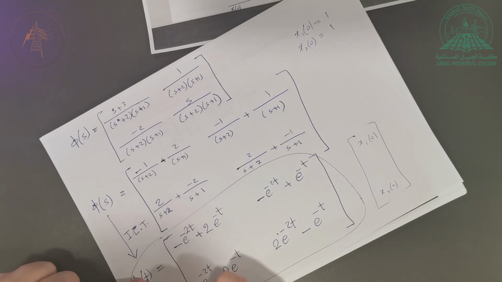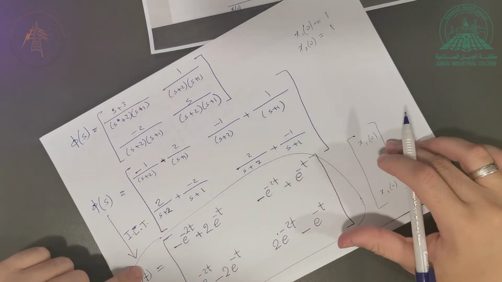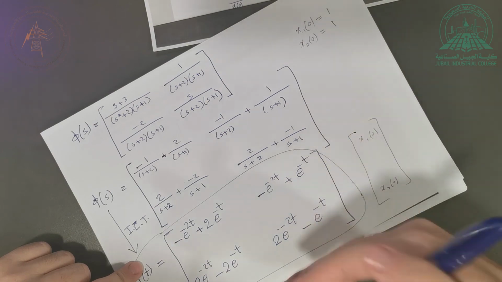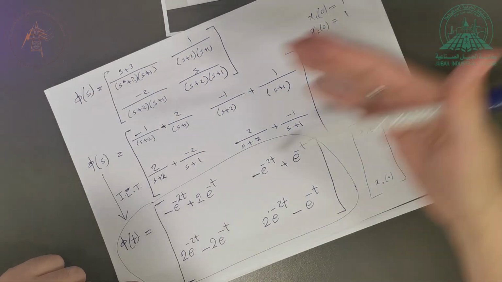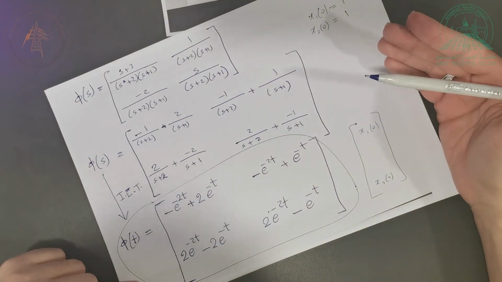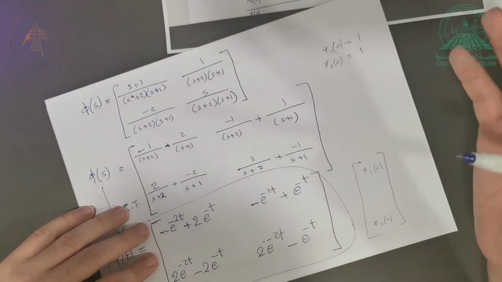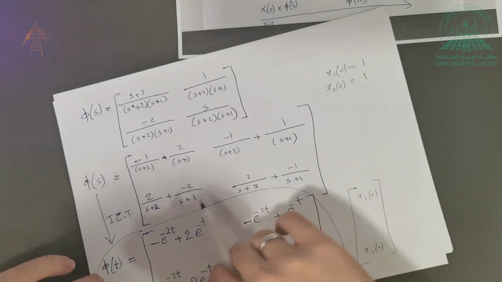Here you have x of t, right? You put here 1, you get the values of x1, x2 after 1 second. You put here 5, you get the answer after 5 seconds. You put 10, you get the answer after 10 seconds. Okay, you get the state of the circuit after 10 seconds. And this is why this thing is very important.